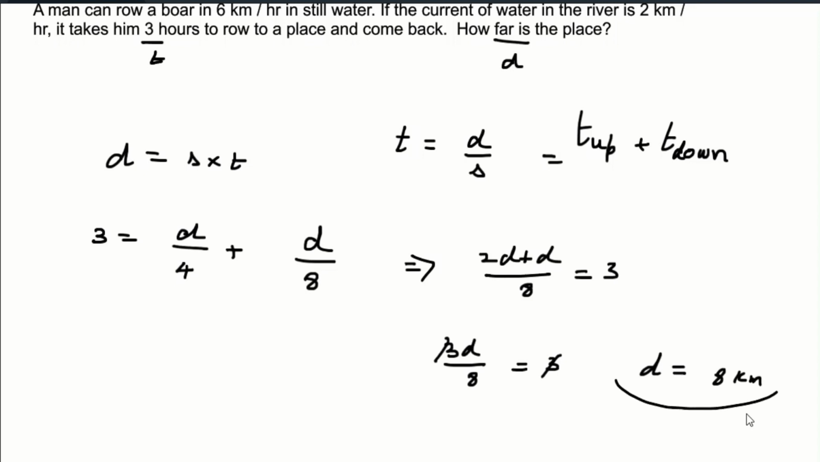So he has travelled 8 kilometers in 3 hours. 8 kilometers he has gone up and 8 kilometers he has gone down because D here I have taken. Distance to go up and distance to come down is 8. If you want you can cross verify. You put the distance 8 here. 8 by 4 is 2, so 2 hours gone. 8 by 8 is 1 hour. So 2 plus 1 is 3. So what you have done is correct. So in that way also you can check your answer.